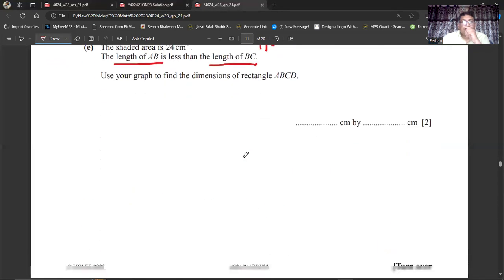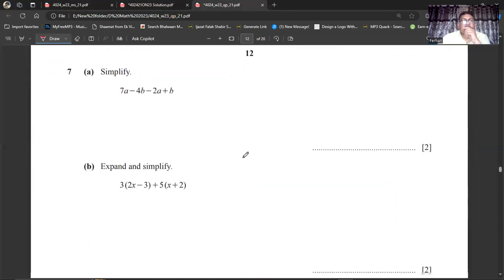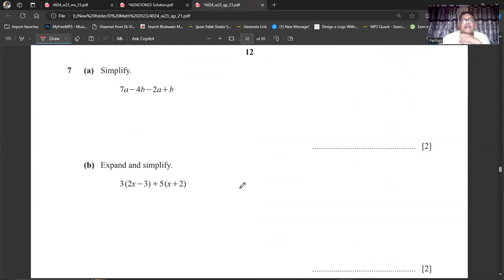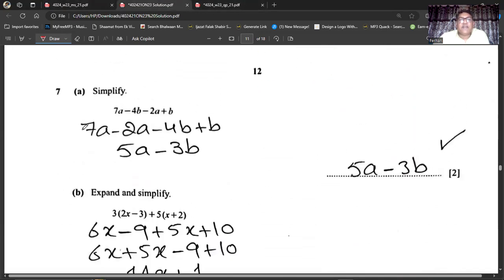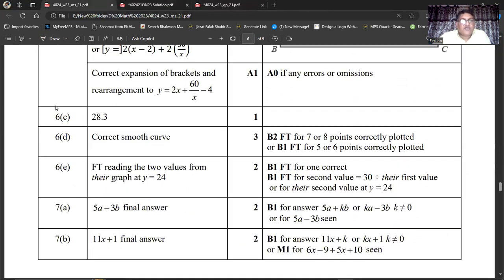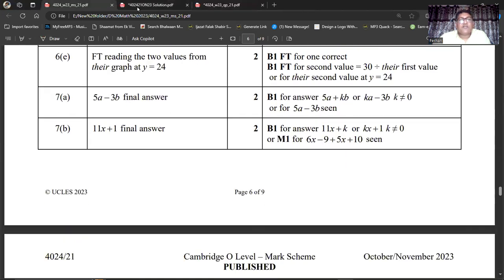Okay. So I'm going to the next question. That is question number 7. He says 7A part. He says simplify. So you have an expression here, 7A minus 4B minus 2A plus B. So A and A will be added, subtracted. B and B will be added, subtracted. So you will have 5A minus 3B at the end. 5A minus 3B is the right answer.